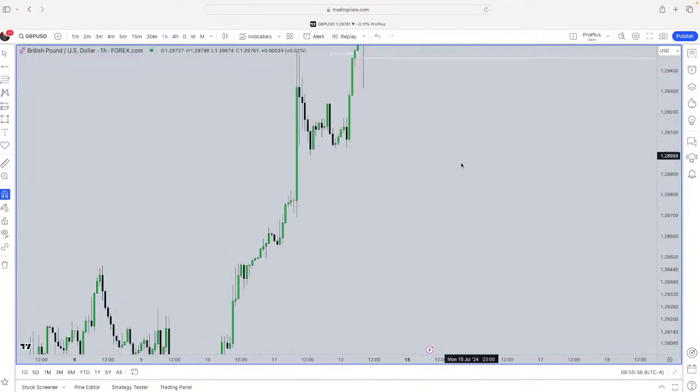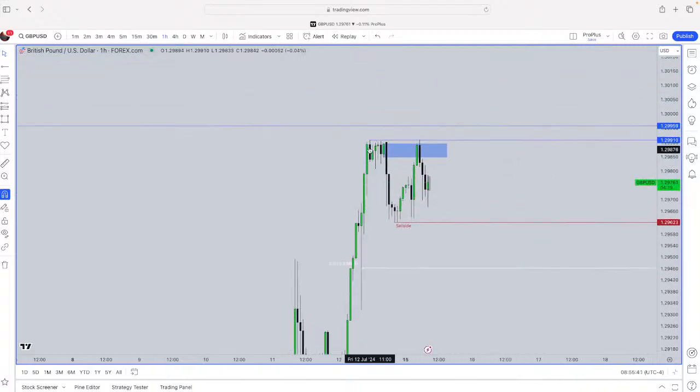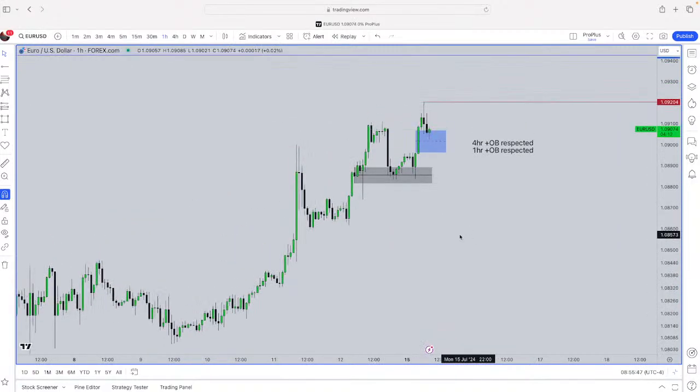With pound, you can see a little bit more. They want to go lower. Buy size taken. Bearish order block respected. But then nothing else. With euro, you'll see buy side. Nothing else.